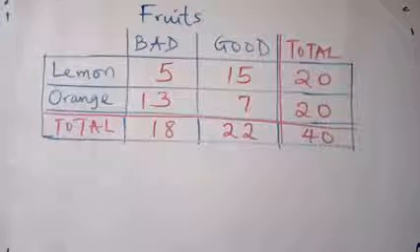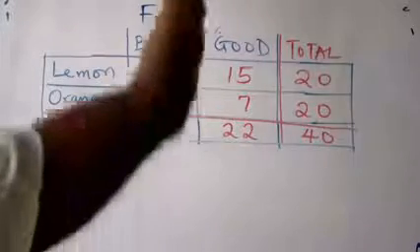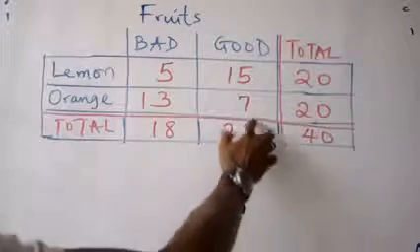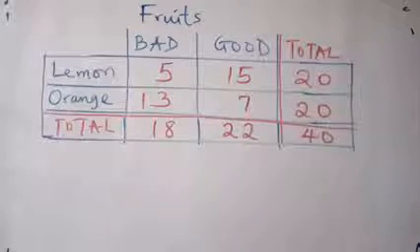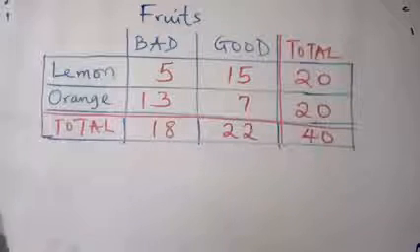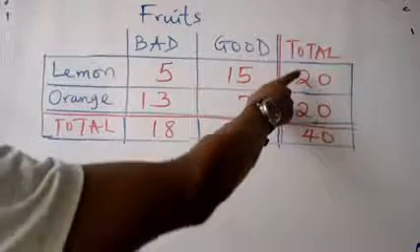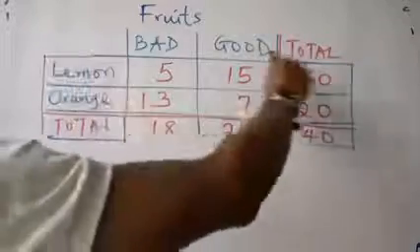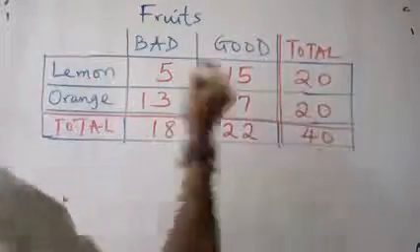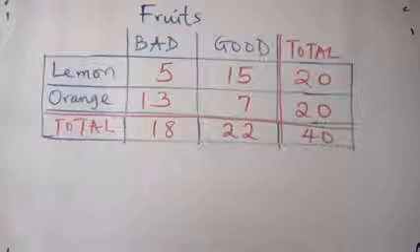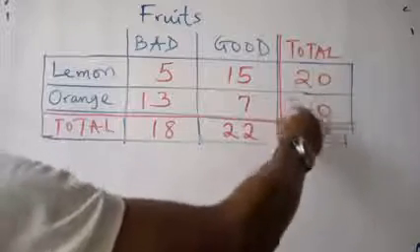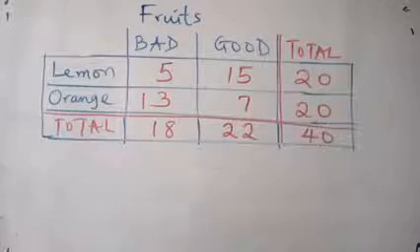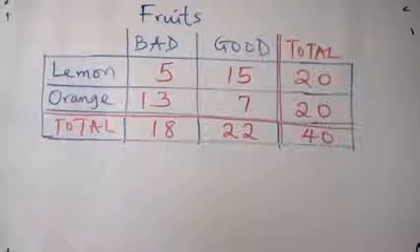Probability that a fruit picked at random is good. Just come over here and pick this. This is the total of all the good fruits over 40. Of course, you cut to lowest term. Now, if you are told to find the probability of picking a lemon, this lemon, total of the lemon, 20 over 40. Probability of picking an orange, this is an orange, total of the orange is 20 over 40. You cut to the lowest term, in that case you have half.